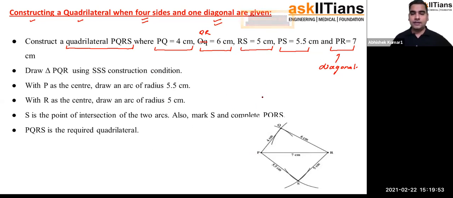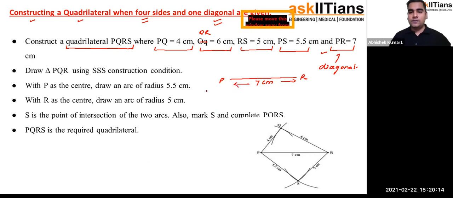Okay, so how can that be drawn? First, you should draw this PR. I'm drawing here. All right. So please draw this PR. What is the length of PR? The length of PR is equal to 7 centimeter. So first try to draw this PR whose length is equal to 7 centimeter, and let me know when this is done, guys.